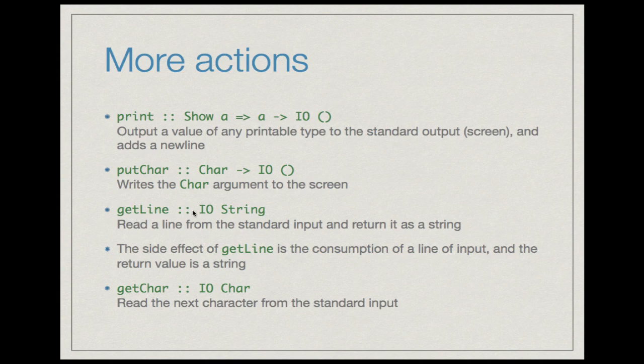getLine is of type IO String. It reads a line from the standard input and returns it as a string. The side effect of getLine is the consumption of a line of input rather than the production of a line of input. And the return value of getLine is a string. getChar is a function that reads the next character from the standard input.